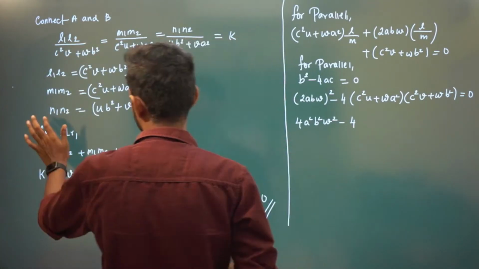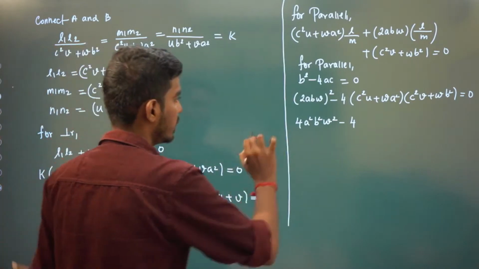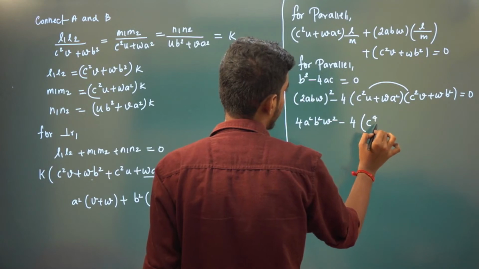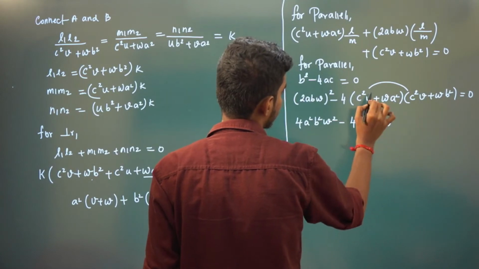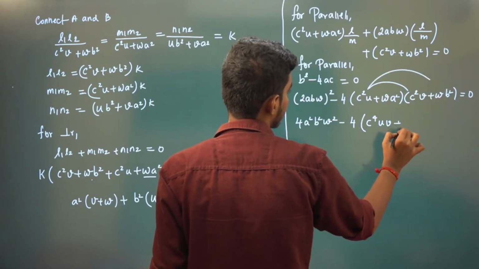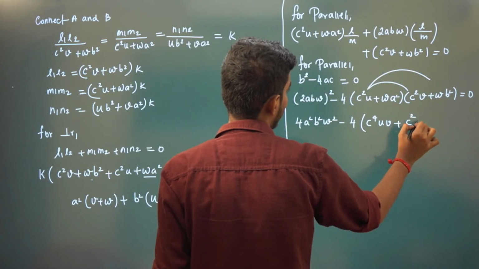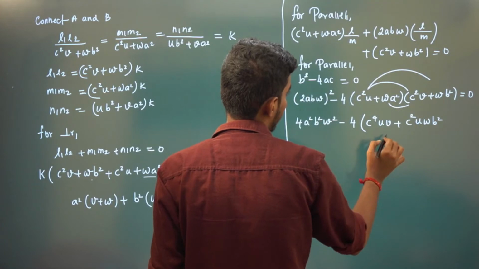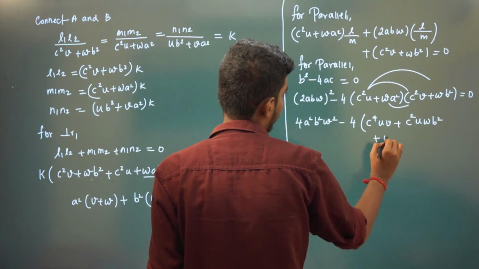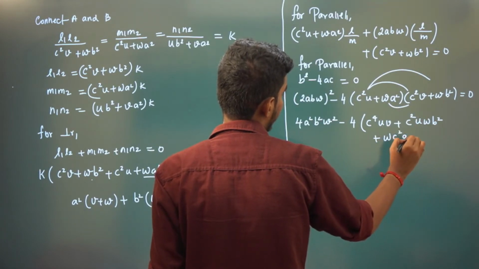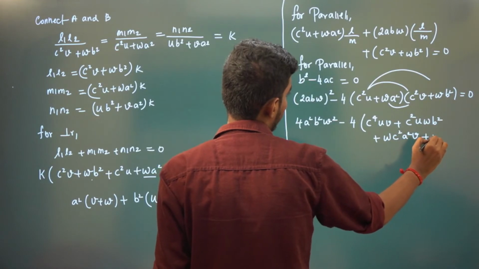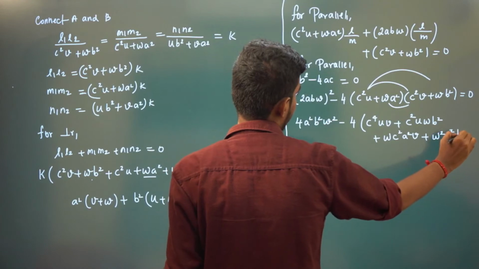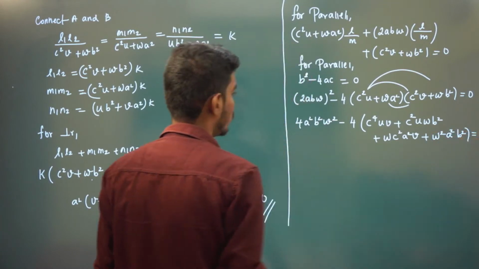Let's keep this minus 4 as it is. Let's multiply these two terms now. So C power 4 UV, C square UWB square, WC square A square B, W square A square B square is equal to 0.